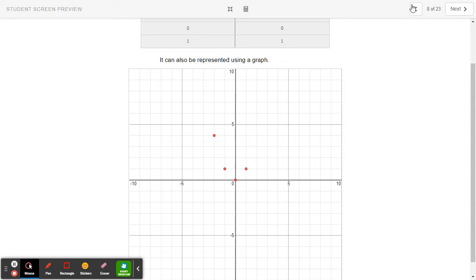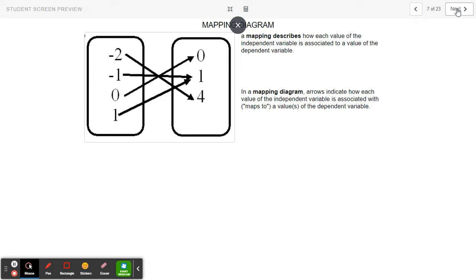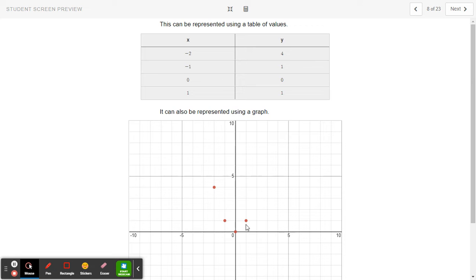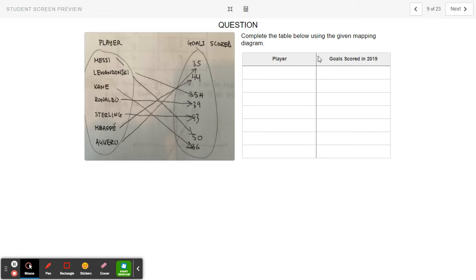Notice when I look at it, I have 4 points, 4 inputs, or sorry, 4 ordered pairs that I see on the graph. So here's an example of what we did during the lesson, where I have a mapping diagram that shows a player and goals scored. This is from 2019, not from 2020. So here I'm going to type Messi. I look at where the arrow from Messi goes to goals. He had 50 goals. It's not a bad season. Then Lewandowski, he had 54.